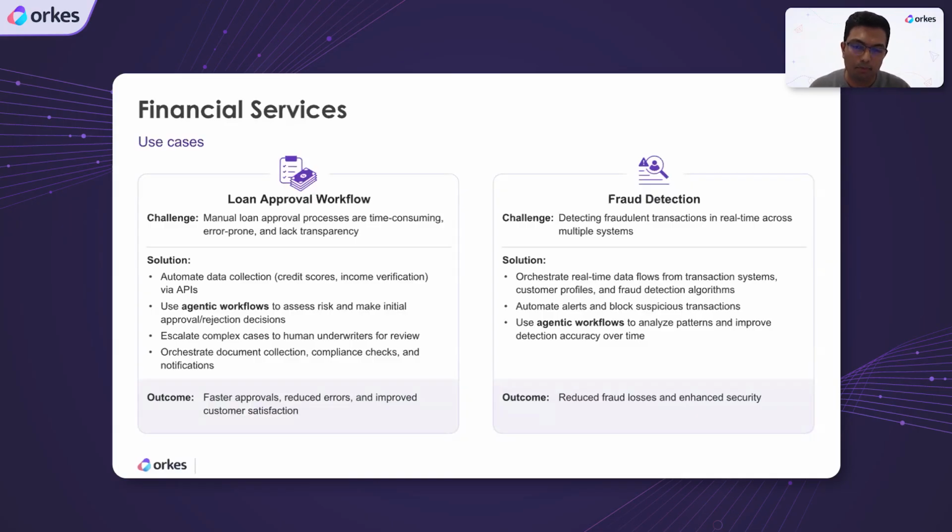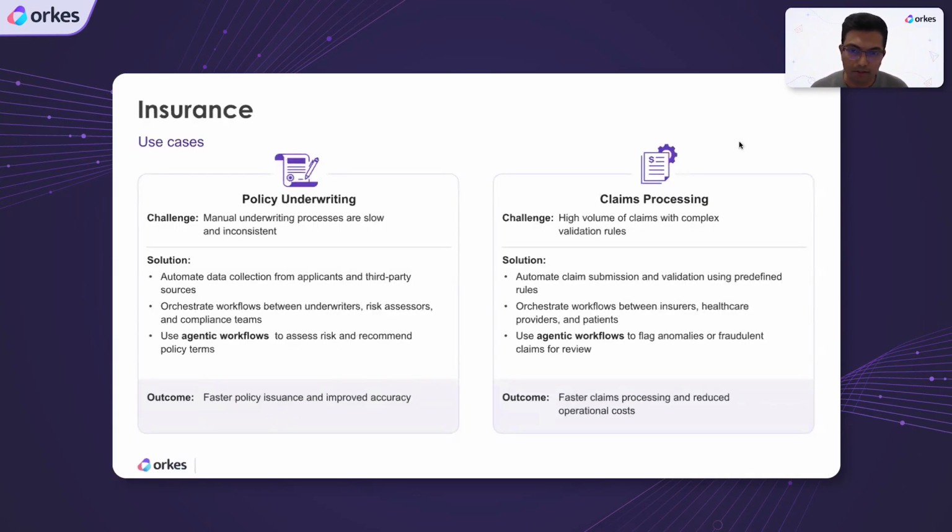You can also now extrapolate this to fraud detection. And similarly, you can use agentic workflows, which we'll talk about very soon, to analyze patterns and improve detection over time. Moving on to insurance, in the same theme of financial services, policy underwriting or claims processing. Anything that's manual or high volume in nature with complex validation rules and complex intricacies between different, disparate systems across your organization is where process orchestration and automation comes into play.